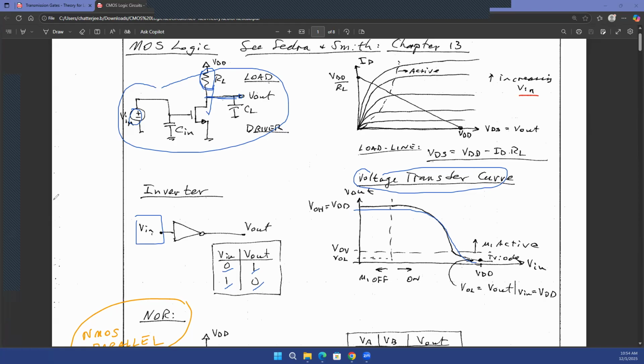Now, inside the inverter, what you really have is a PMOS transistor on top and an NMOS transistor in the bottom. So the inverter basically looks like this.